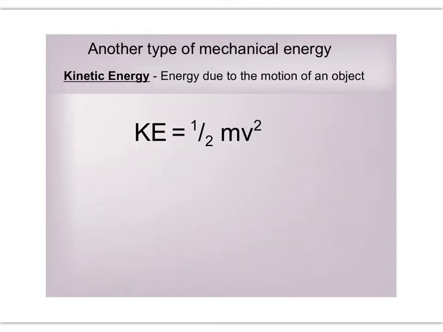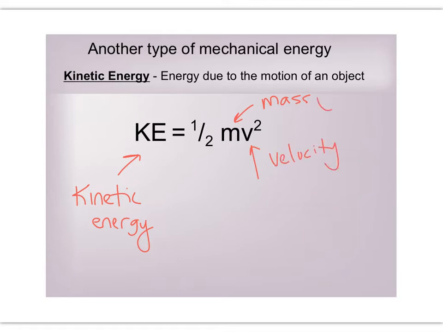In previous notes, we talked about potential energy as being a form of mechanical energy, and today we're going to add one being kinetic energy. So KE stands for kinetic energy, and that's a form of energy due to motion. And the kinetic energy equation is 1/2 or 0.5 times the mass of an object times the velocity of an object squared.